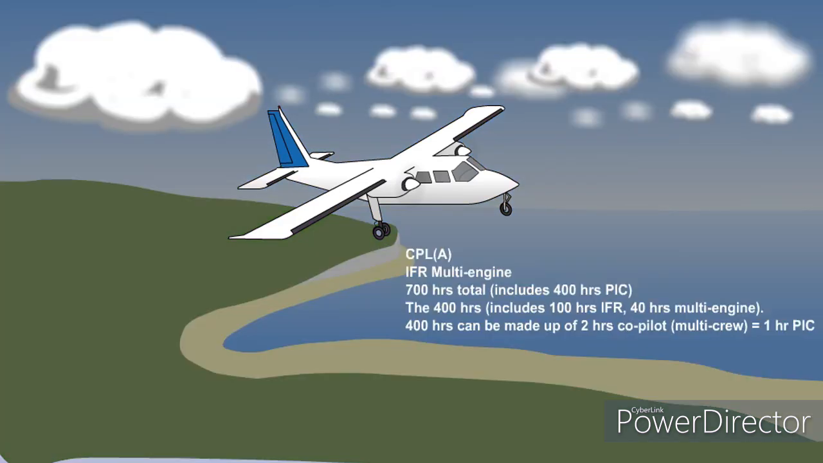The holder of a CPL may also be appointed commander of a single-pilot multi-engine aeroplane under Instrument Flight Rules, IFR. To do this, the pilot must have a minimum of 700 hours total flight time on aeroplanes, which includes 400 hours as pilot in command. The 400 hours must include 100 hours under IFR and 40 hours multi-engine operation. A concession allows 2 hours spent as a co-pilot in a multi-pilot crew to count as 1 hour pilot in command within the 400 hours total.